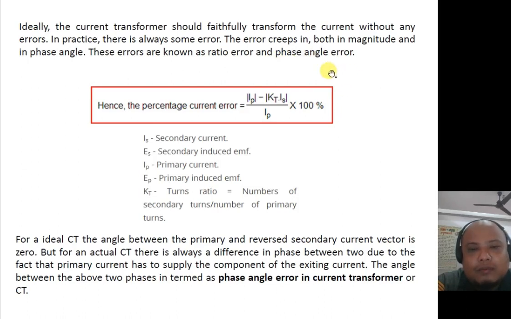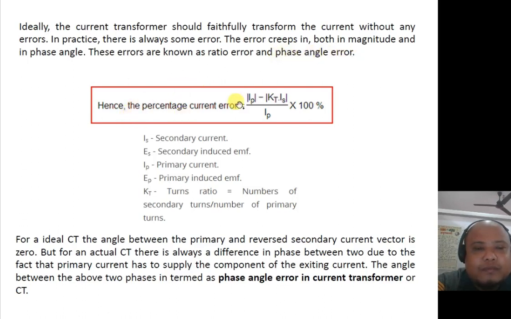In any transformer, primary current and secondary current should be 180 degrees out of phase. But in a practical scenario, in a CT, this is not the case. So that is termed as phase angle error.